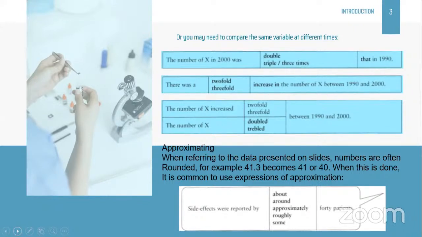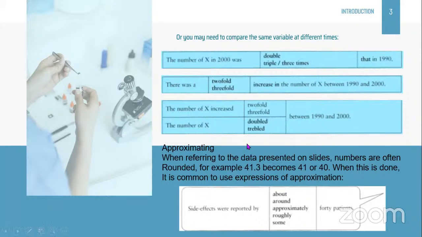Okay, thank you so much. As you can see, we have here the number of X in 2000 was double, triple, or 3 times that in 1990. There was a twofold or threefold increase in the number of X between 1990 and 2000. The number of X increased twofold or threefold between 1990 and 2000. Or the number of X doubled or trebled between 1990 and 2000.